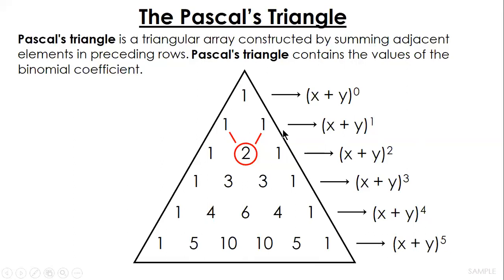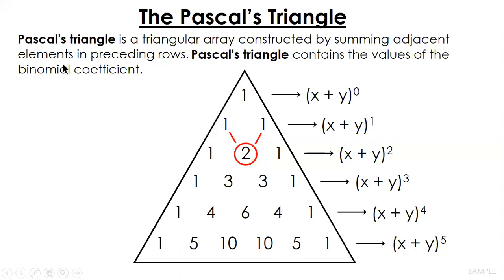Now, the problem here is, what if you will be asked to expand the binomial with a power of 20? Right? So, you are going to expand this triangle up to the 21st row. Since we start at 0. So, imagine the time you will consume. It's very long, so it's not good.